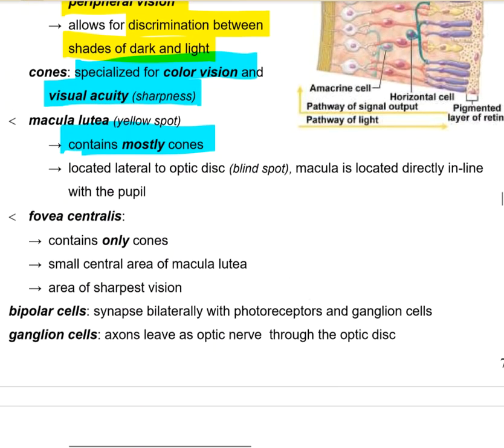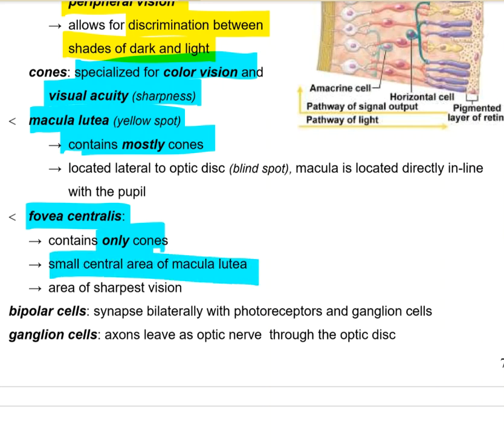But in the middle of this macula lutea is the fovea centralis, and the fovea centralis is only cones. So it's mostly cones in the macula, but here we're only cones. This is the small area at the center of the macula lutea, and it's the sharpest vision area that we have. This is where you want to look at something very precisely. This is the area you'd focus.